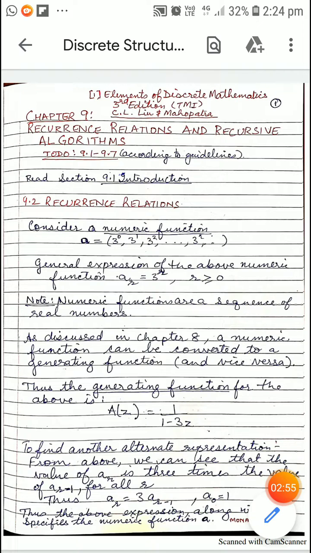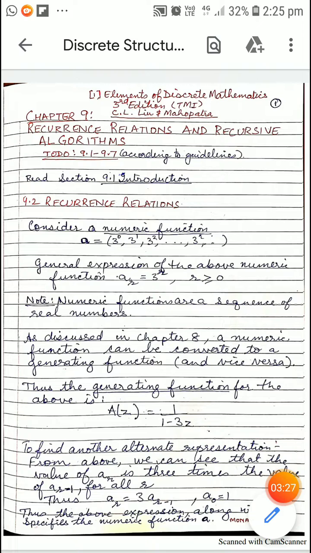If you recall, in the previous chapter, we had written numeric functions in two ways. Either we were listing the terms, writing them in between circular brackets, all the terms one after the other, comma separated, or we used to write a numeric function in the form of a generalized expression. So for this particular numeric function, you would have a_r equal to 3 to the power of r for all r greater than or equal to 0.